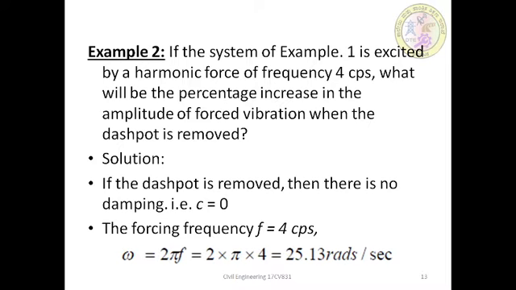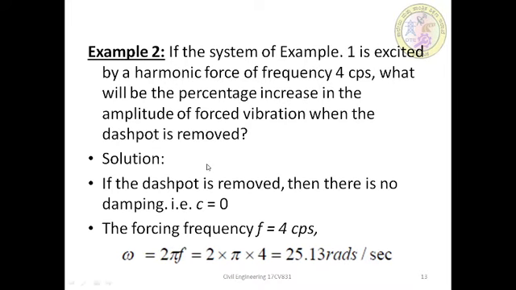Now let us take another example. If the same example number 1 is excited by a harmonic force and the frequency is 4 cycles per second, 4 CPS meaning 4 cycles per second, what will be the percentage increase in the amplitude of the forced vibration when the dashpot is removed? Dashpot removed means the damping is removed.